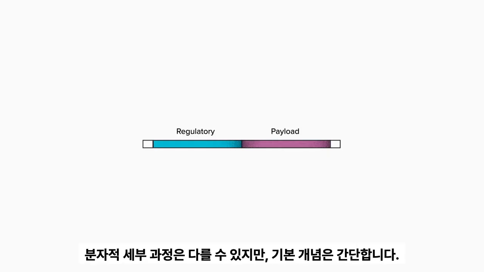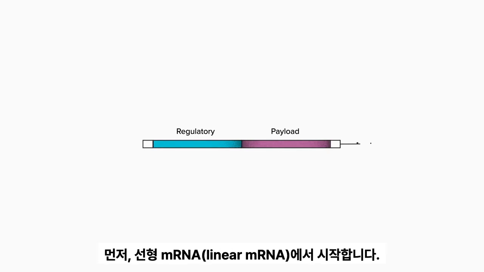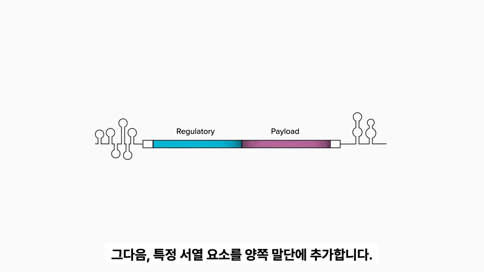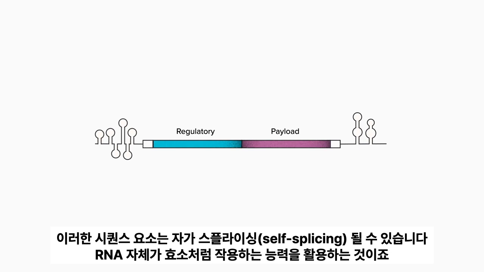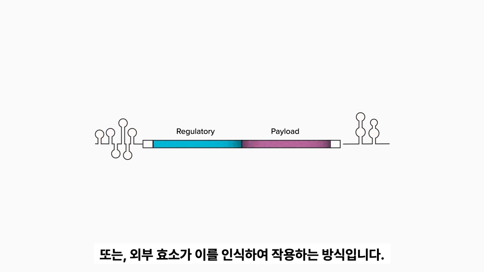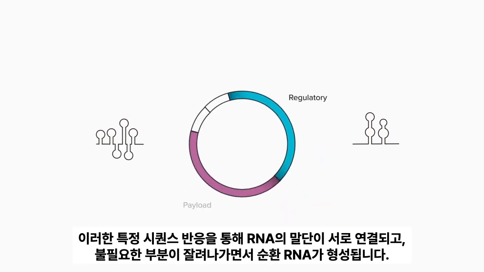How do we make circular RNA? The molecular details vary, but the general concept is simple. We start with linear mRNA. We add specific sequence elements to either end. These elements might be self-splicing, taking advantage of the power of RNA to act as its own enzyme, or they might be recognized by an external enzyme. This sequence-specific activity takes the ends of the RNA, connects them together, cuts off the excess.